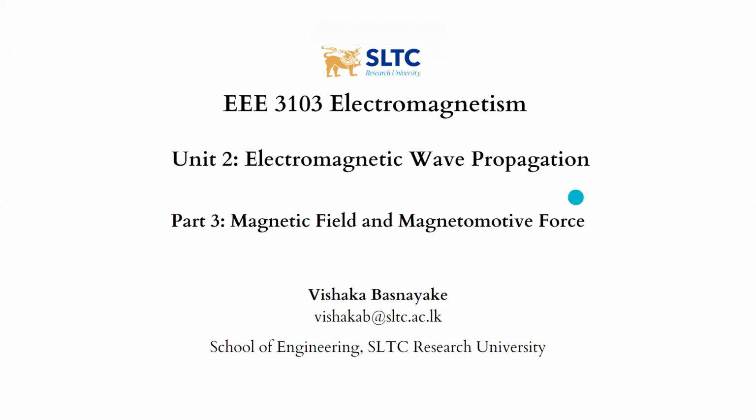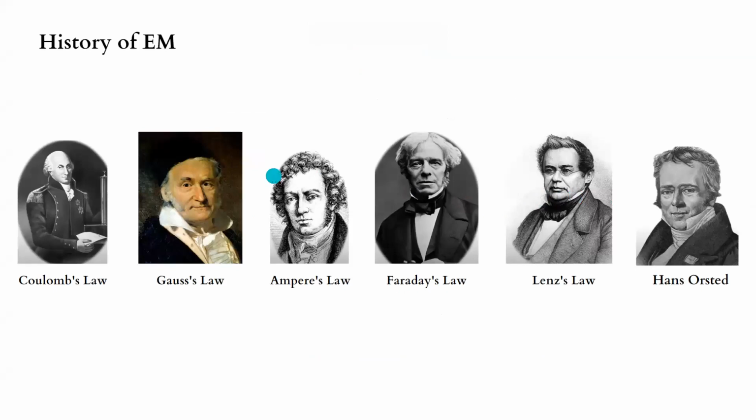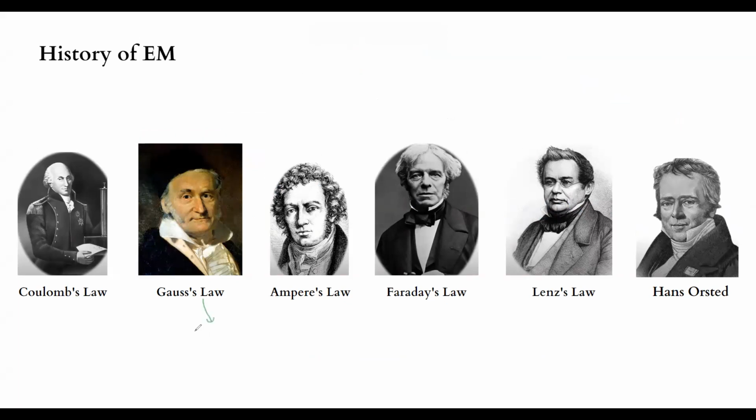Right, so let's continue with the magnetic field. We are going to discuss Gauss's law for the magnetic field. In order to discuss Gauss's law, we need to first identify the concepts behind the magnetic field, how it is generated, and what the parameters are that define a magnetic field. After that, we will discuss Gauss's law for the magnetic field, and with that we will be able to finish Gauss's law, and then we will move towards Ampere's law and Faraday's law.